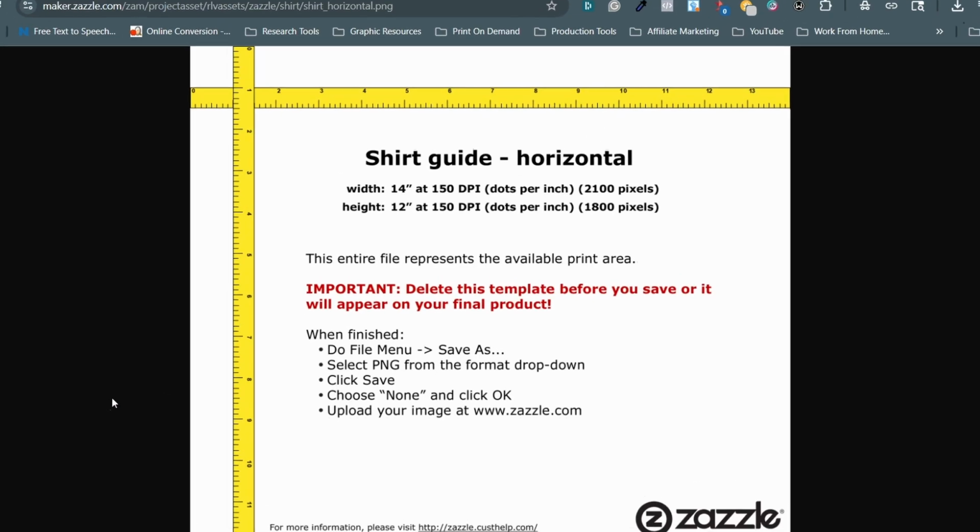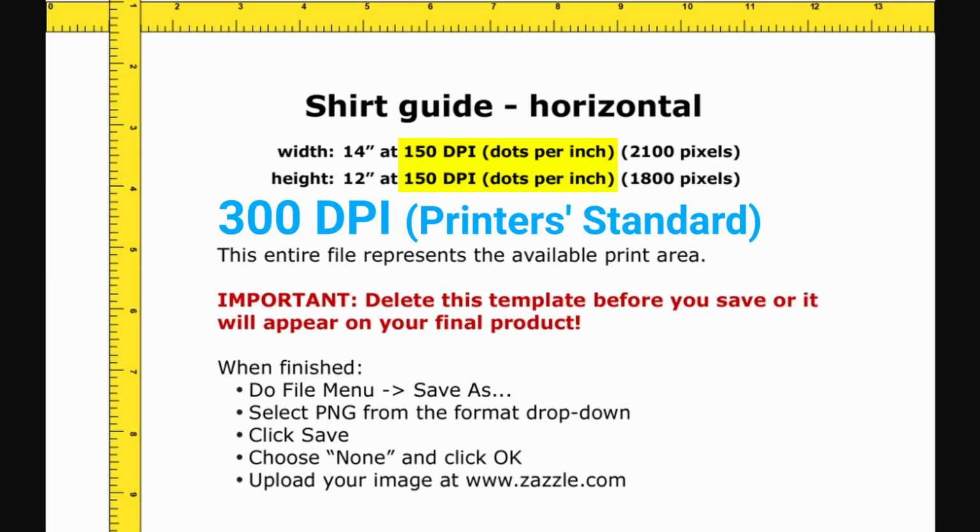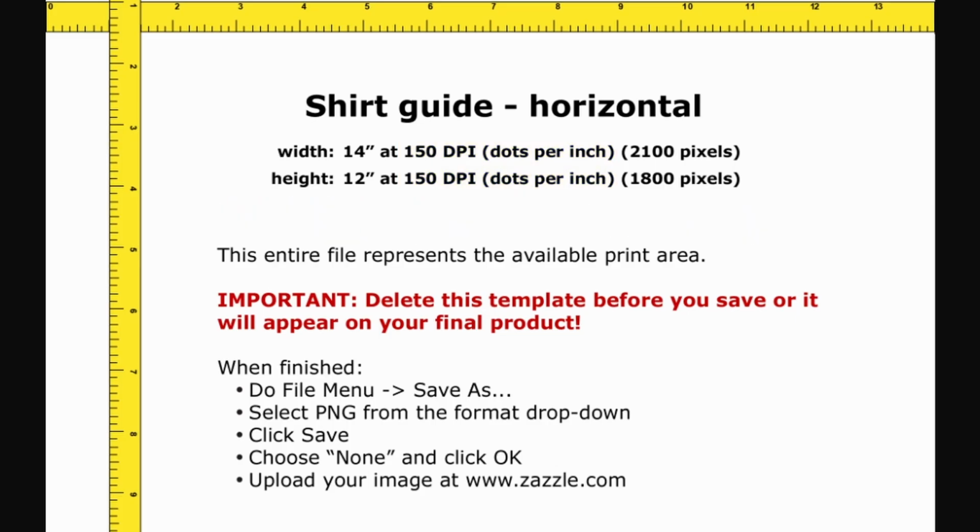Let's open the PNG for the baby jersey bodysuit, and it shows the dimensions 14 inches by 12 inches at 150 DPI, which equals 2100 by 1800 pixels. Now, 150 DPI is generally okay for printing, but it's on the lower end. Personally, I prefer to work at 300 DPI to keep designs sharper and more professional, according to the traditional printer standard.